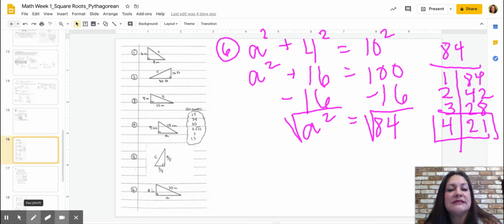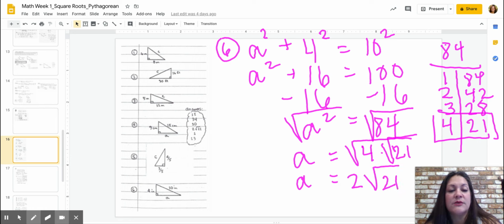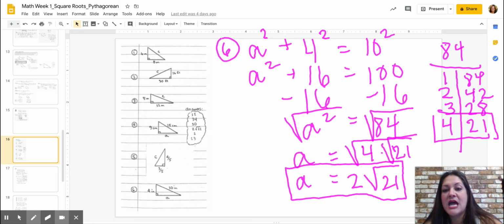So we are going to say A equals the square root of 4 times 21. Okay, we can separate those out. Square root of 4 times square root of 21. The square root of 4 is 2. So we have 2 times the square root of 21. Is that our last answer? Yes.